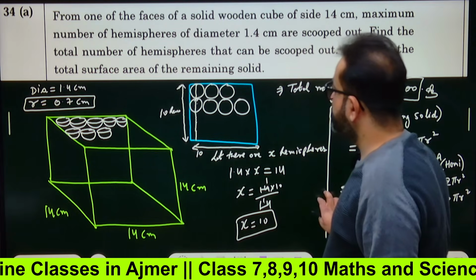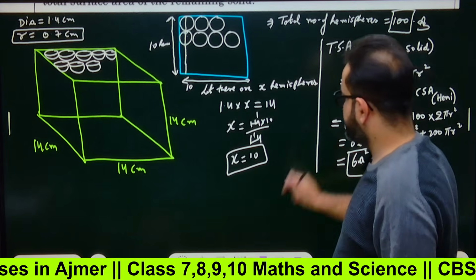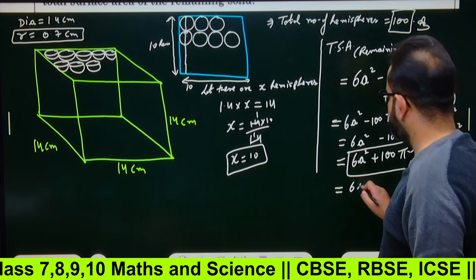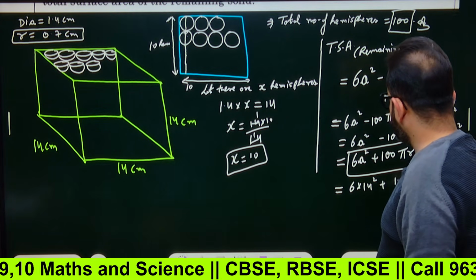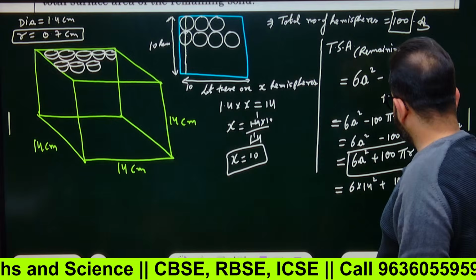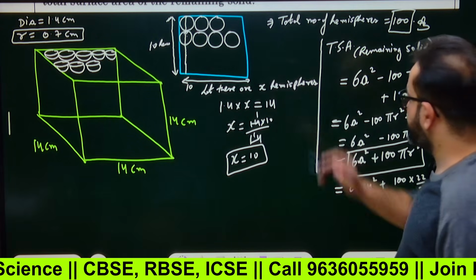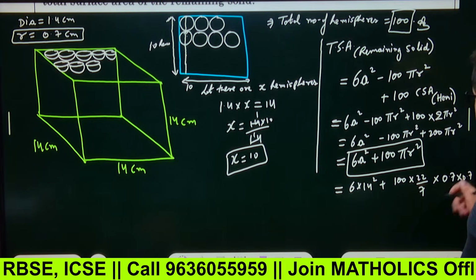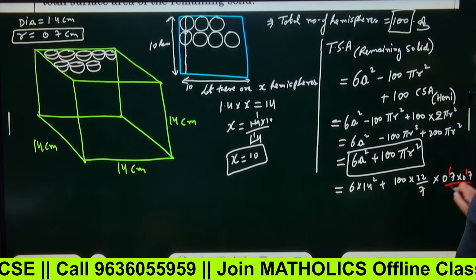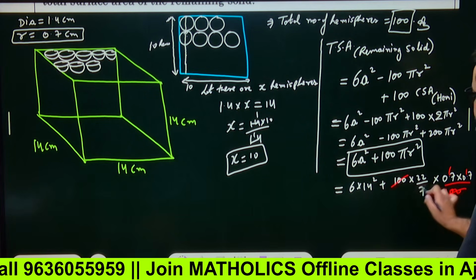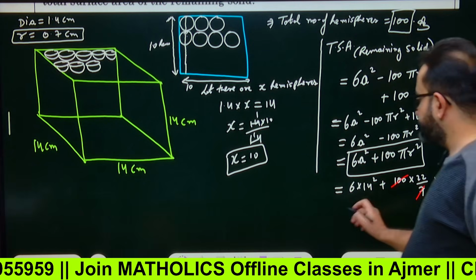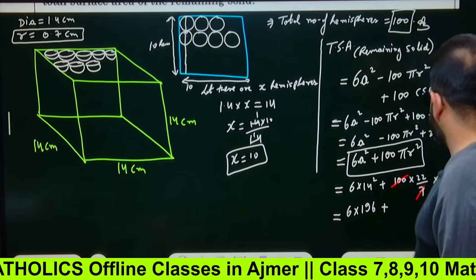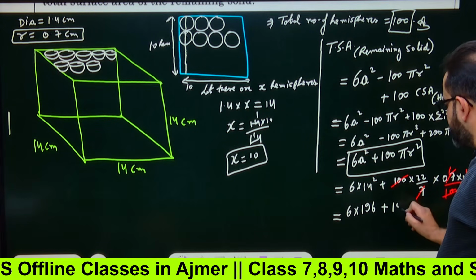So what will we do now? Just calculate this, putting in the values. 6a square would mean 6 into, what is a square? 14 square, plus 100 into 22 by 7 into, what is the radius? Radius is 0.7. So 0.7 into 0.7 because it's square. The decimal points gone, we'll get 100 in the denominator. 100 got cancelled, 7 got cancelled. So it is 6 into 14 square, which is 196, plus 22 sevens are 154.